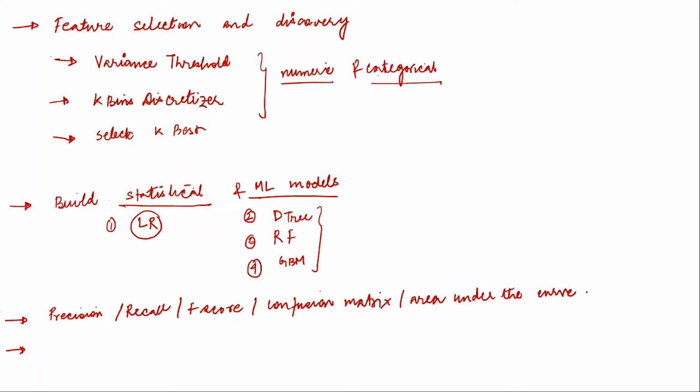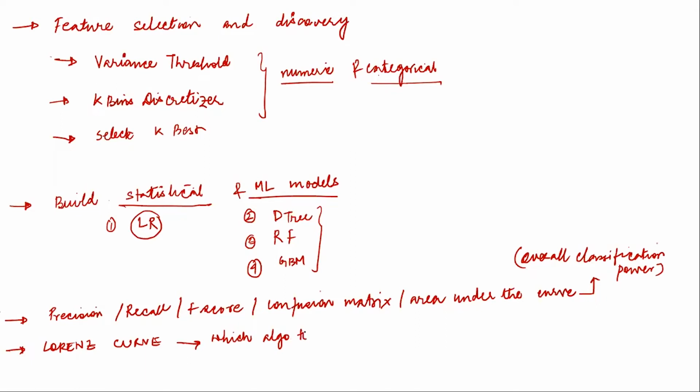So this will tell me overall classification power that is possible. Next is Lorenz curve. This is what will help me decide which algo to choose.